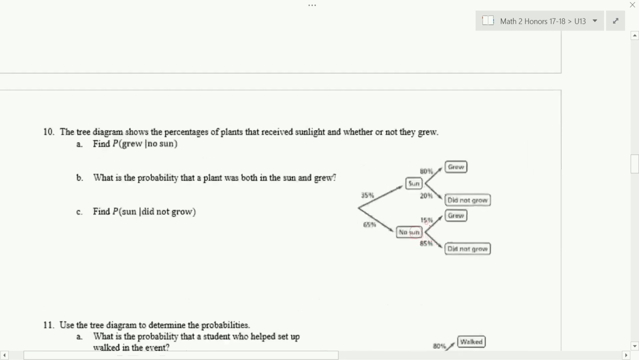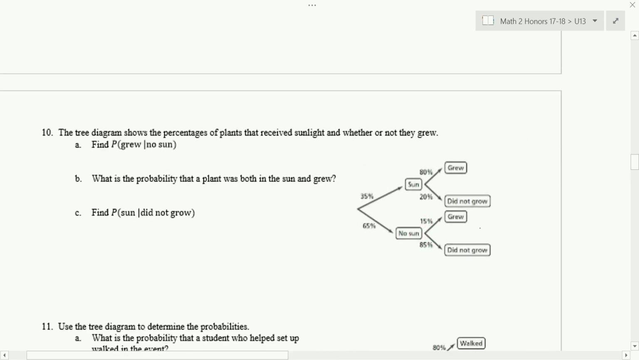Okay, so number 10, we have two events, sun or no sun. So let's let A represent sun, A prime no sun, and grew or did not grow. So B will be that it grew, B prime will be that it did not grow. Okay, so I'm just defining these letters. So find the probability that it grew given that there was no sun. So I'll just use A and B here. That'd be the probability of B given that there's no sun, so A prime.